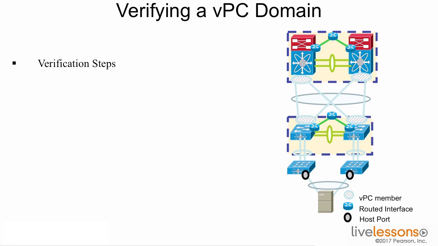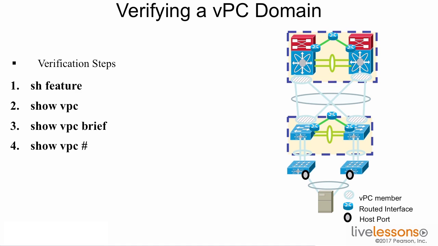There are several commands that we can use in order to verify our virtual port channels are configured correctly. The first thing that we want to check is to make sure that vPC is enabled, and we can do that by doing a show feature command. The second one is a very generic command called show vPC, which gives us a bunch of great information. There's also a more brief mode of that command, which is show vPC brief.